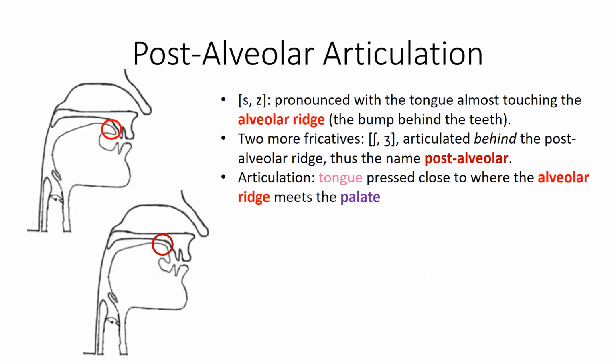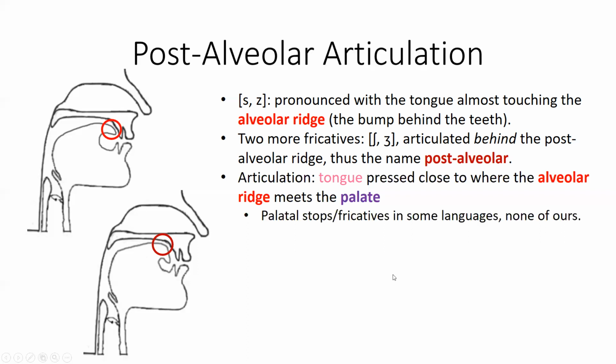So the articulation of these post-alveolar sounds, the tongue is pressed close to where the alveolar ridge meets the palate. So instead of this bump here, it's sort of this depression here where the main frication happens. And remember, we talked about the palate. That's this long, flat part here.